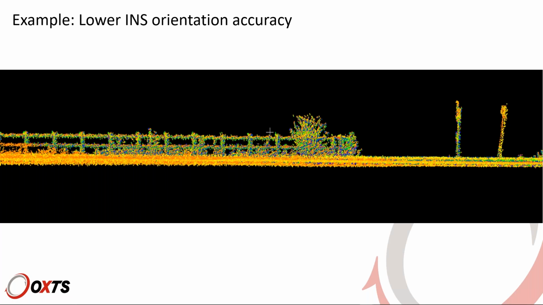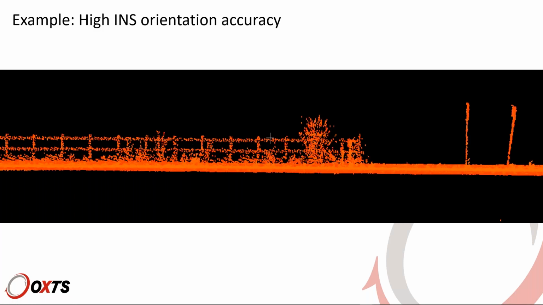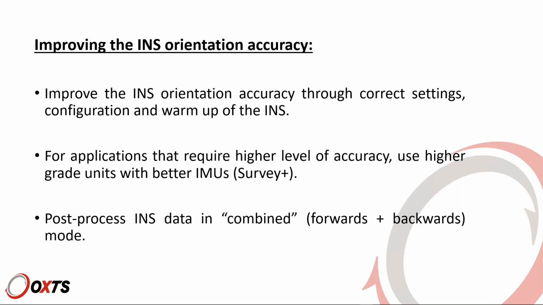Because the lack of orientation accuracy will add noise to your point cloud. That is because the hits will not be placed properly in their exact position. So things that you can do to improve the orientation accuracy. Again, put the INS in the best conditions to perform. So correct settings, correct configuration, and proper warm-up of the unit.